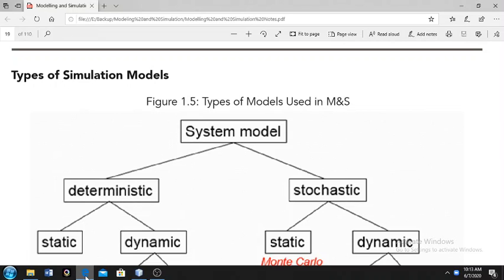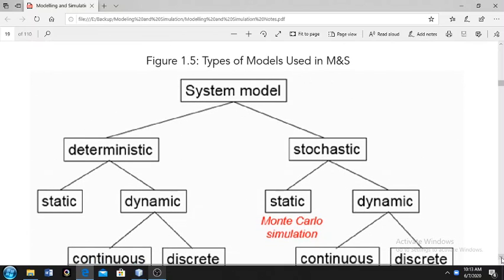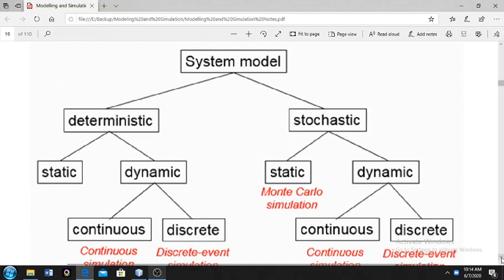We are going to continue with types of simulation model. We have two main types: deterministic model and stochastic model. Now, stochastic model can be either static or dynamic.